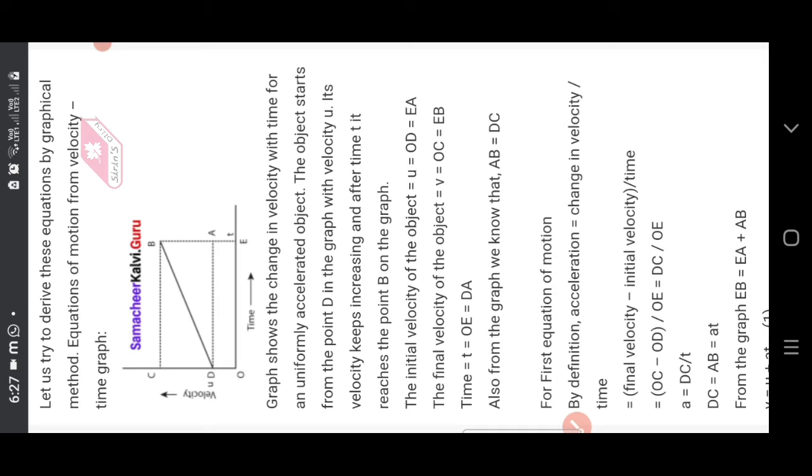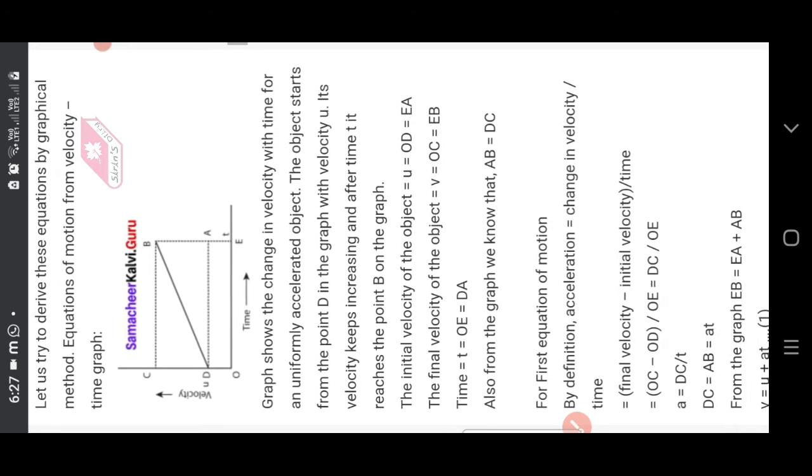Initial velocity of the object u equal to OD equal to EA. Final velocity of the object v equal to OC equal to EB. Time t equal to OE equal to DA. Also from the graph we know that AB equal to DC.